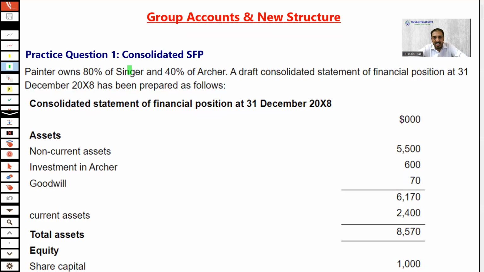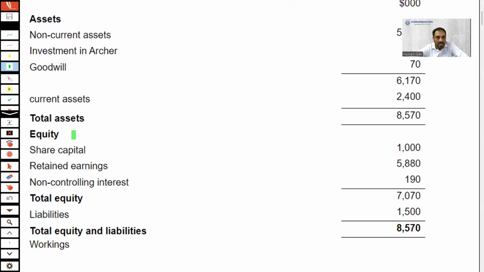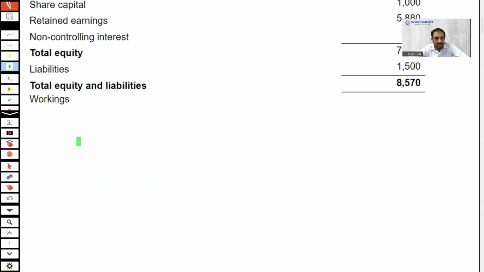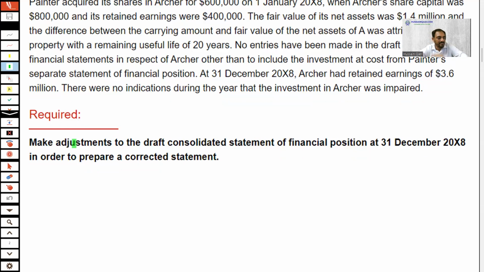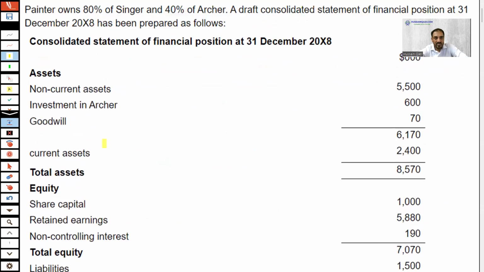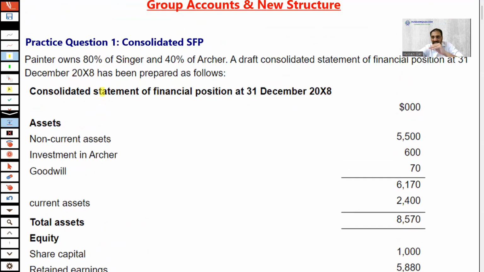Practice question number one, consolidated statement of financial position. Let's start. First of all, we will start to read the question by reading the requirement. Requirement: make adjustments to the draft consolidated statement of financial position at 31st December X8 in order to prepare a corrected statement of financial position. With the exhibit, this draft consolidated statement of financial position is available. The date is 31st December X8.